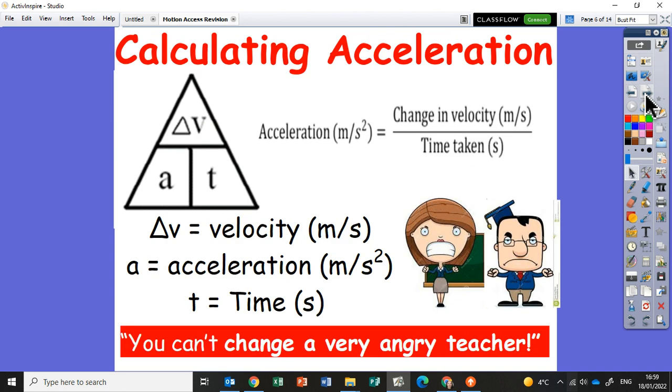You need to know how to calculate acceleration. So calculating acceleration is change in velocity divided by time. The mnemonic is you can't change a very angry teacher. Velocity is measured in meters per second. Acceleration, meters per second squared. And time is measured in seconds.